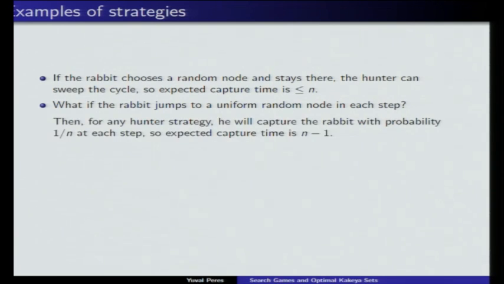Another easy thing is if the rabbit jumps to a uniform random node in each step, so then it doesn't matter what the hunter does, and he will capture in time n. So we see the rabbit can easily ensure capture time at least n.